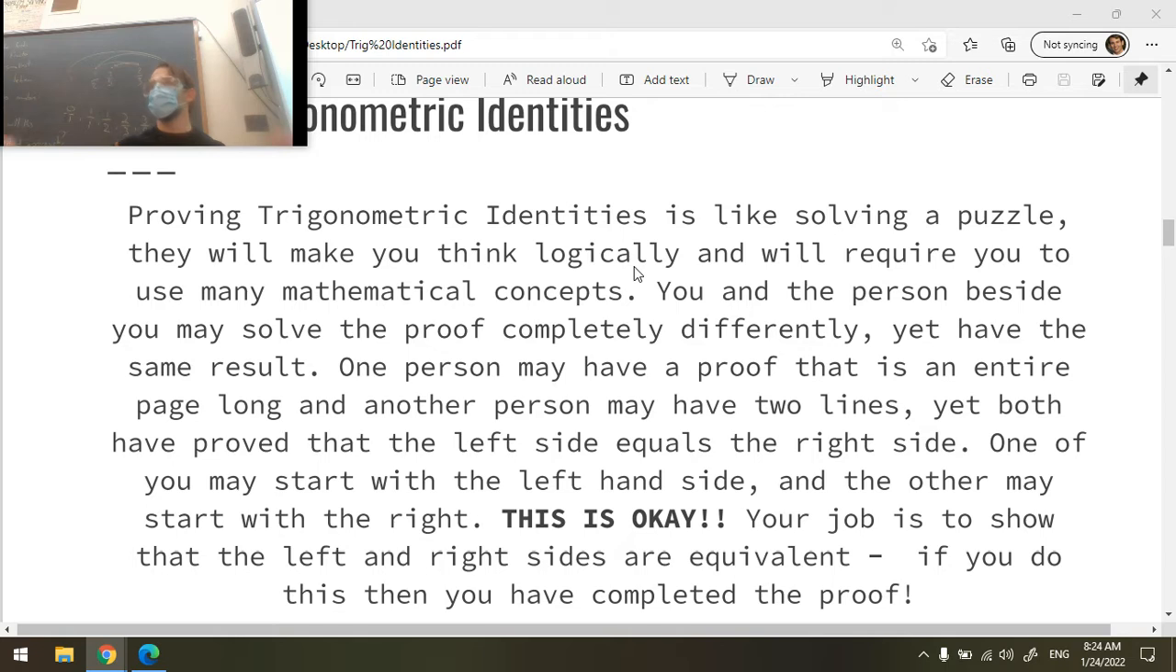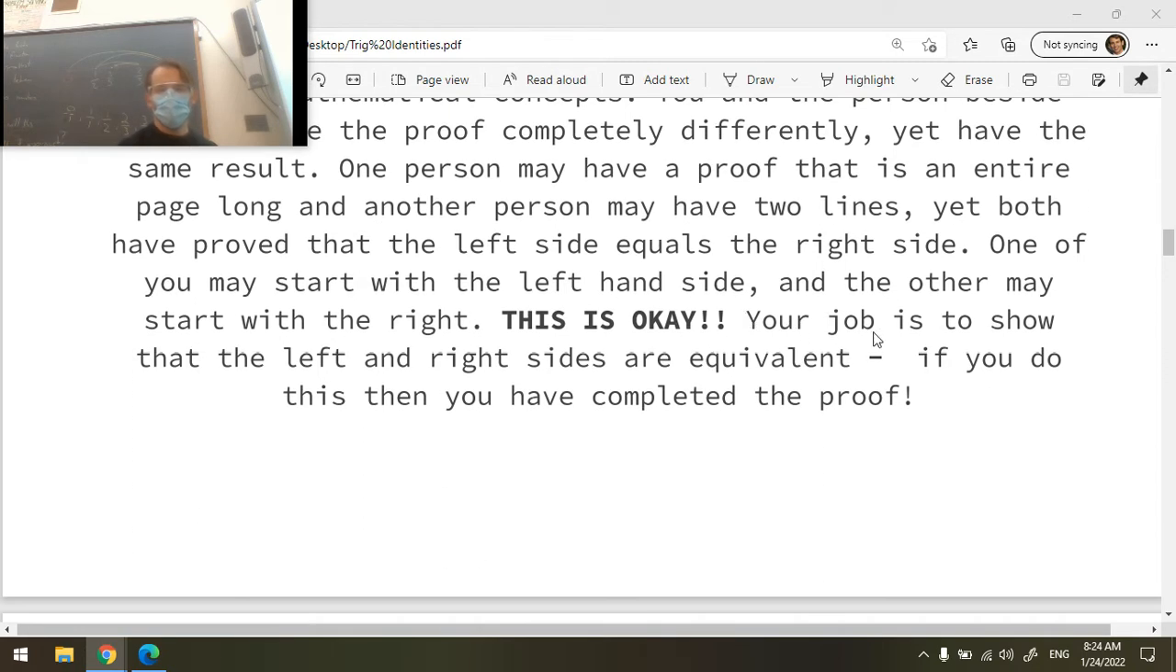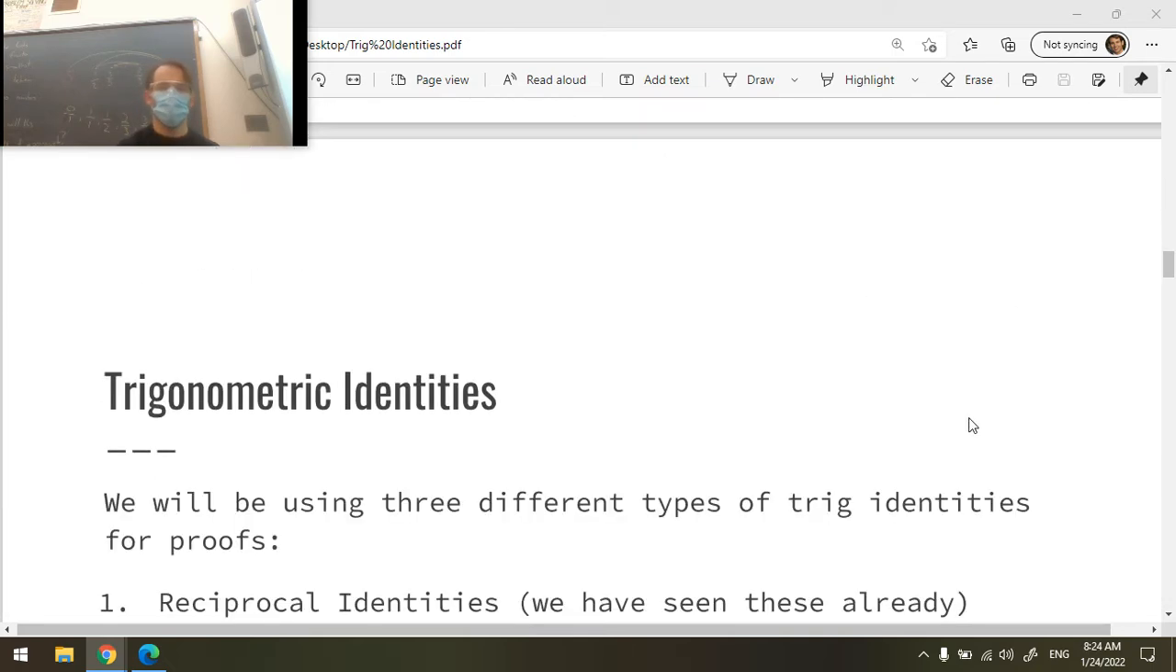You and the next person, you might have very different ways of solving different trigonometric identities. Some of you might take a very long road. Some of you might be able to do it in just a few steps. One is not better than the other. It's just to get in there and start working and start proving some of these ideas. So your job when you're working on these is to show that the left and right sides are the same. If you can, then you've completed the proof.